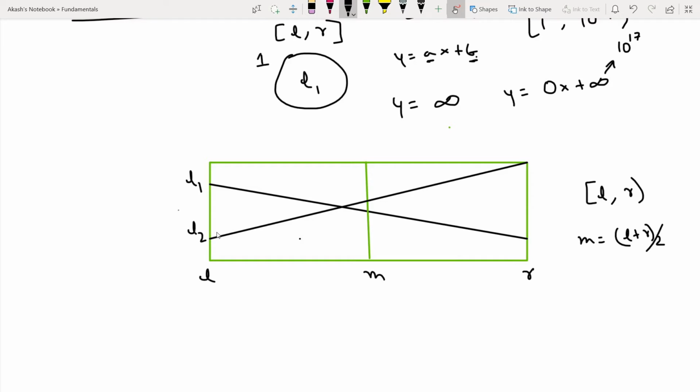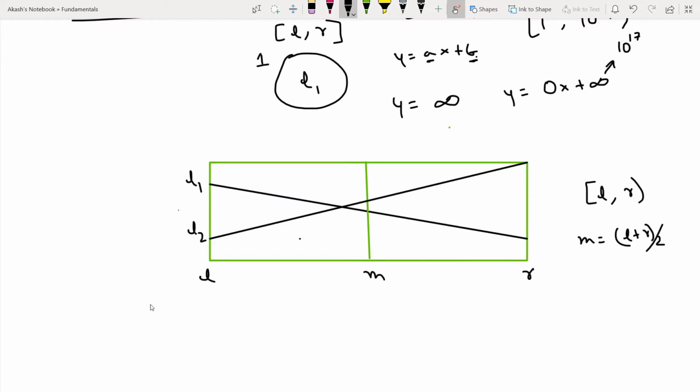As you can see, L2 is minimum till this value, whatever that intersection point is. Till this value L2 is minimum, and after that L1, the previous line, has more significance. So L1 has its significance on both the left side and the right side. So we will not update our current node.